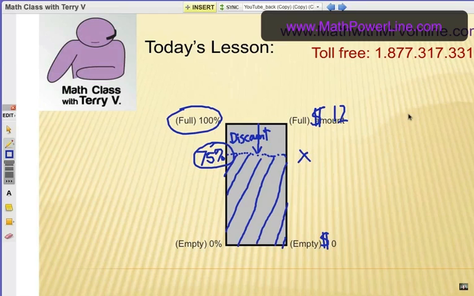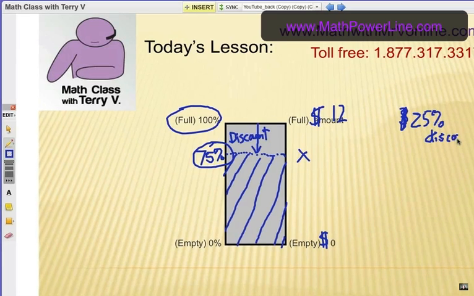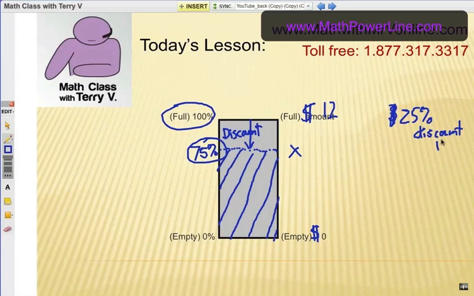So, what if you had a 25% discount? And that's the discount rate. And when you see the word rate, that's always a percent. Okay, 25% discount rate, and you want to know what you really would pay. You know the full amount is $12. That's 100%. If it's a 25% discount rate, you're only really paying 75%. And then you want to know the amount.